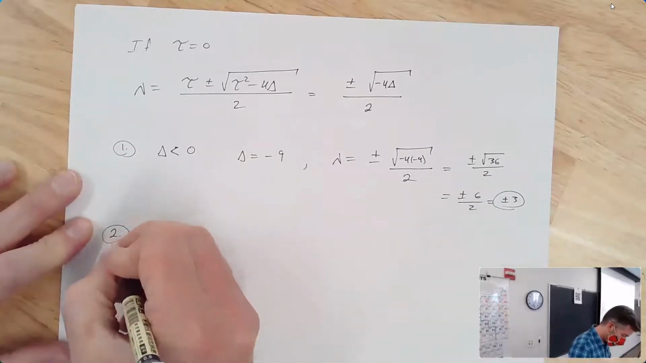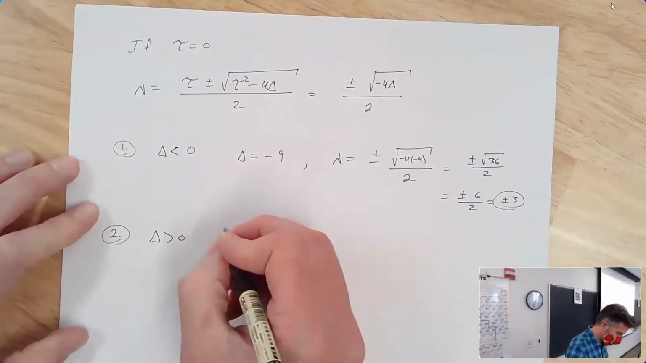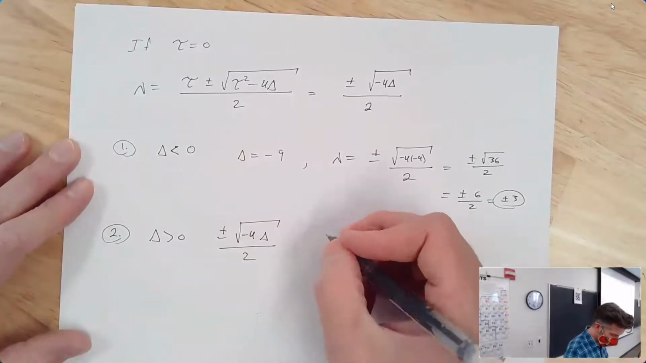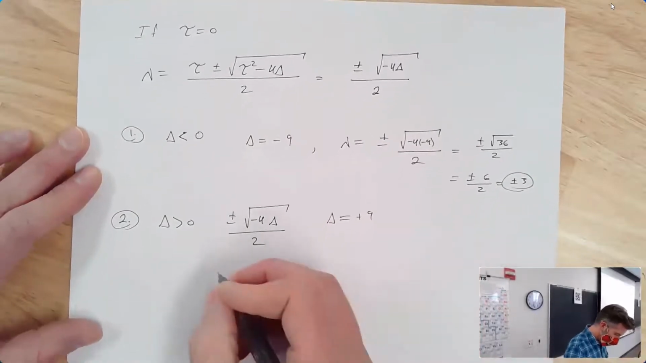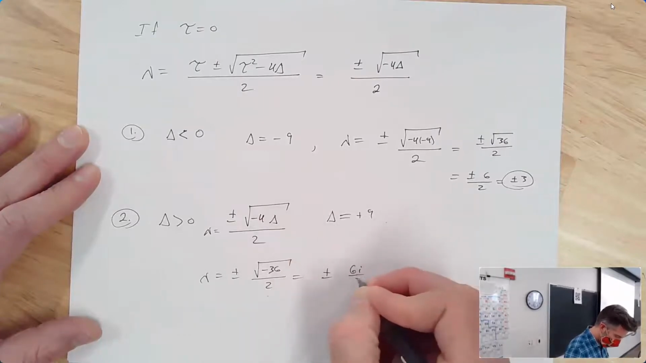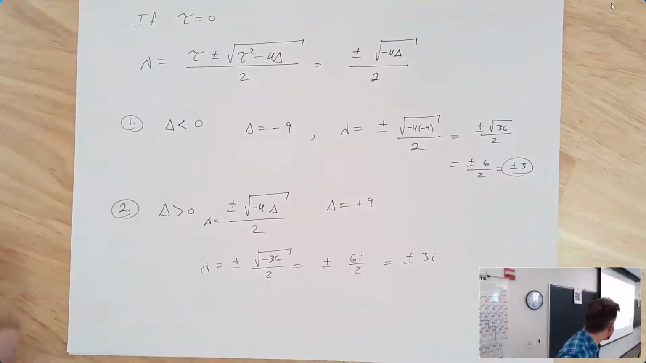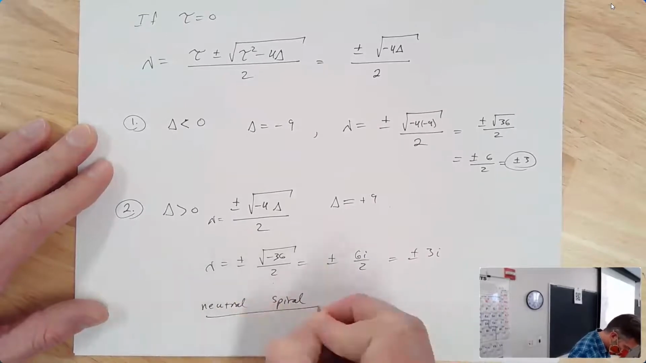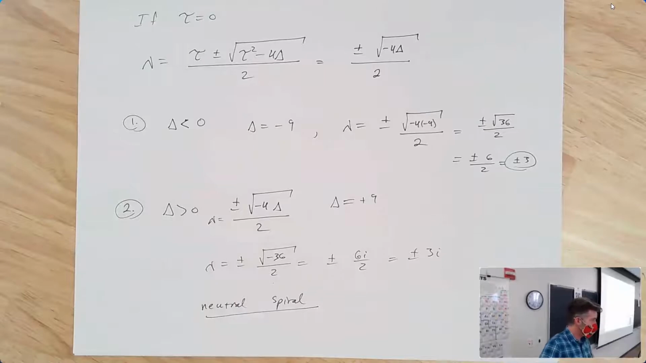Or the determinant's positive. Well, in that case, we're going to get plus or minus the square root of a negative number. Again, let's just pick a number. Let's say our determinant was +9. Then our eigenvalues are going to be the square root of -36 over 2, which is plus or minus 6i over 2, which is plus or minus 3i. So if our eigenvalues are complex conjugates but purely imaginary, we're in the one kind of weird case where we don't have an outward spiral or an inward spiral, we have a center or a neutral spiral. Those are the two things that can happen if your trace is 0. If your determinant's positive, you have a neutral spiral. If your determinant's negative, you have a saddle.